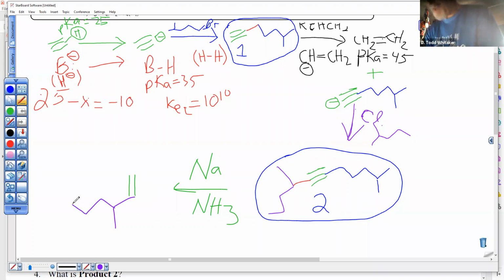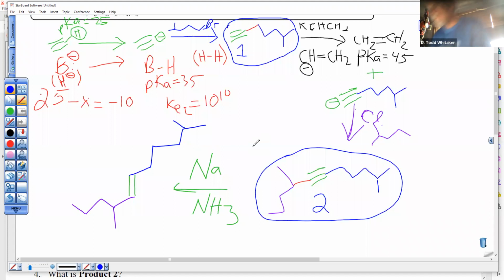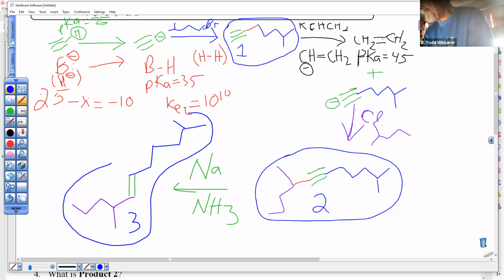And we got the 5 in a row off here, and they are definitely trans. 1, 2, 3, 4, 5. I believe that's product 3 right there. Pick the product with that name.